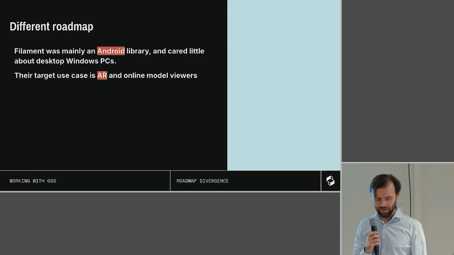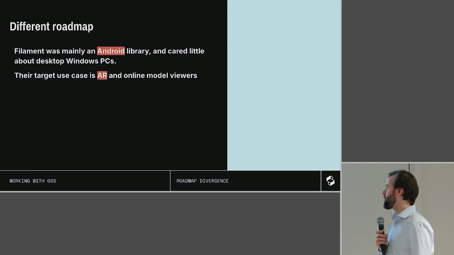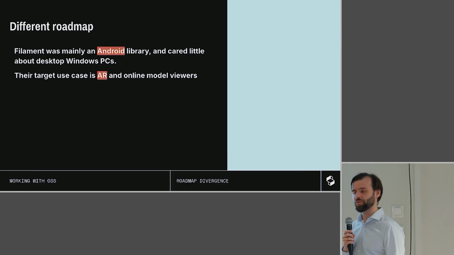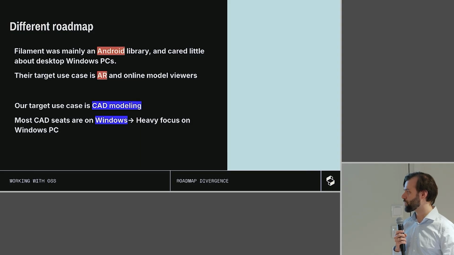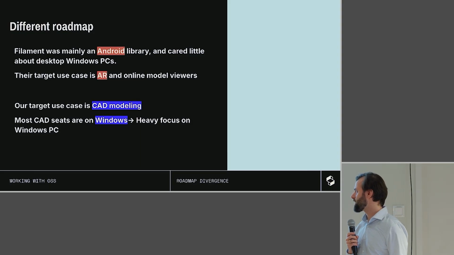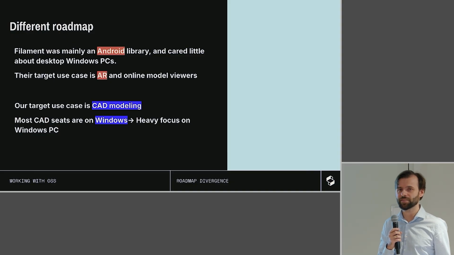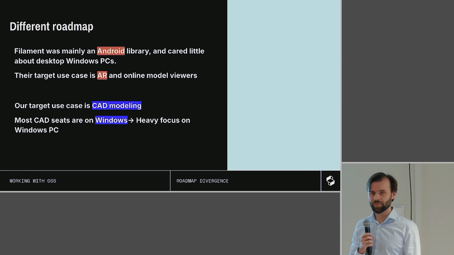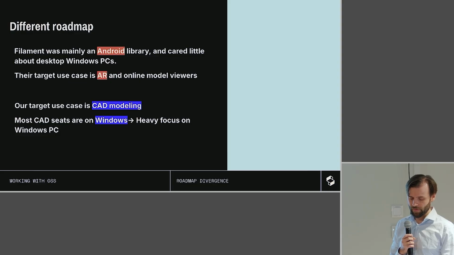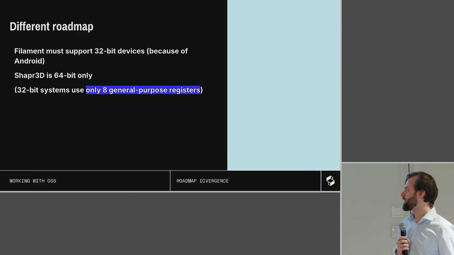Filament and Shaper 3D are different in some terms. For example, the main platform for Filament is Android. Android drives all the technical decisions for Filament. And the main target use case is augmented reality. Whereas for Shaper 3D, it's CAD modeling. And our most important platform was Windows, because most CAD seats are on Windows. And this is a difference that sometimes caused some of our changes to be rejected.